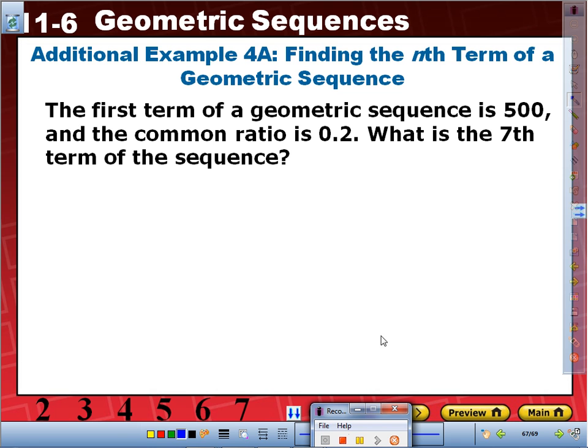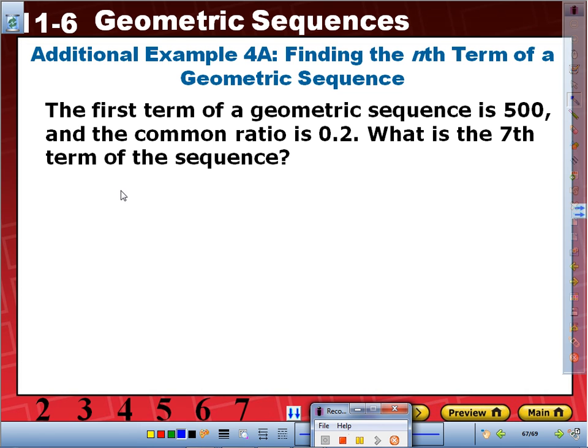Okay? Copy this next one down, please. Copy that one for A. Copy the black text only. It says, the first term of the geometric sequence is 500, and the common ratio is 0.2. What is the seventh term of the sequence?